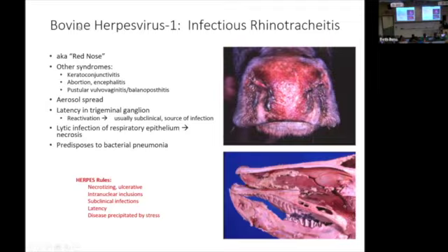BHV-1 is a herpesvirus, so it's going to cause ulceration of mucosal surfaces: the nose, nasal cavity, and upper airway. It's also responsible for other syndromes that we're not going to get into, some abortion, keratoconjunctivitis. Again, it undergoes latency, and similar to these other viruses, this will predispose to bacterial infection.